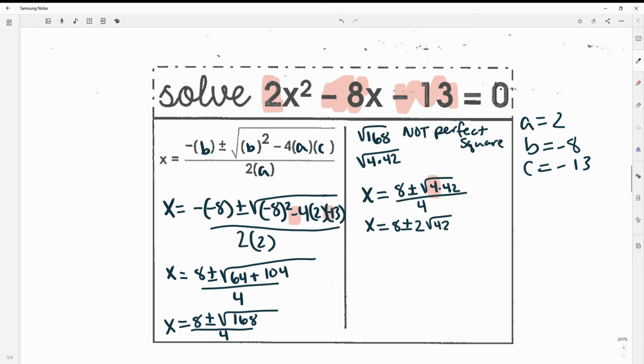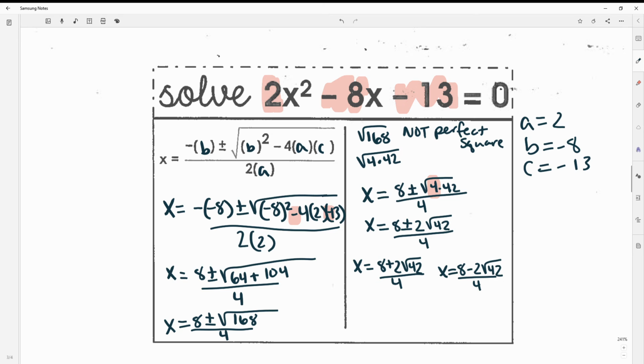42 is not a perfect square. I can't break that up anymore, so I'm just going to leave it as is. Alright, and then this is where I'm going to break it up into my 2 possible answer choices. One of them when I am adding, and then the second one when I am subtracting. So this is definitely not going to be a very pretty answer like we've been getting.